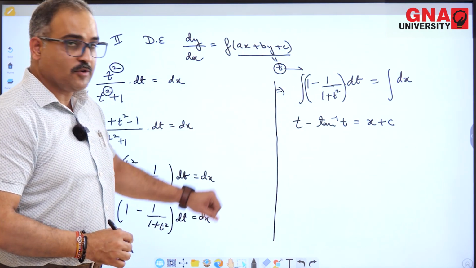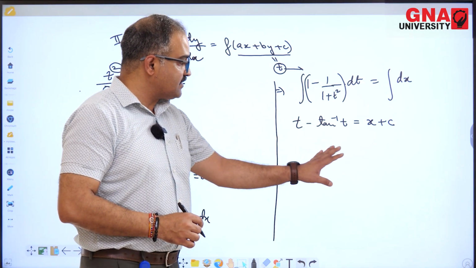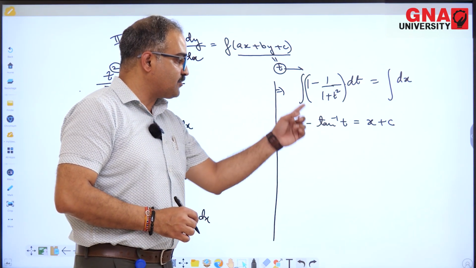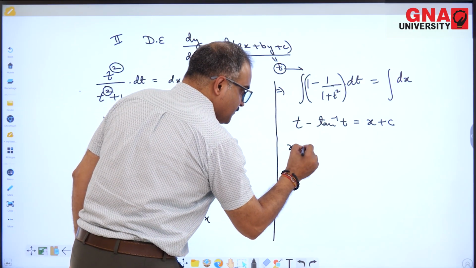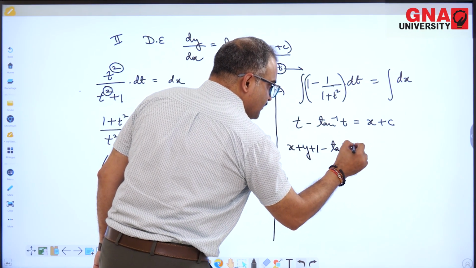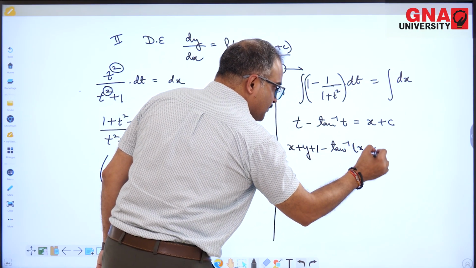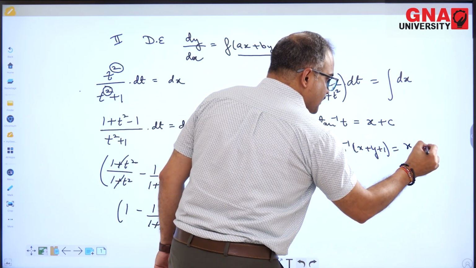Now this is not the answer because the question was in terms of x and y. Here the result is in terms of t and x, so I need to substitute the value of t. The value of t we have substituted is x plus y plus 1, so we get x plus y plus 1 minus tan inverse of x plus y plus 1 is equal to x plus c.